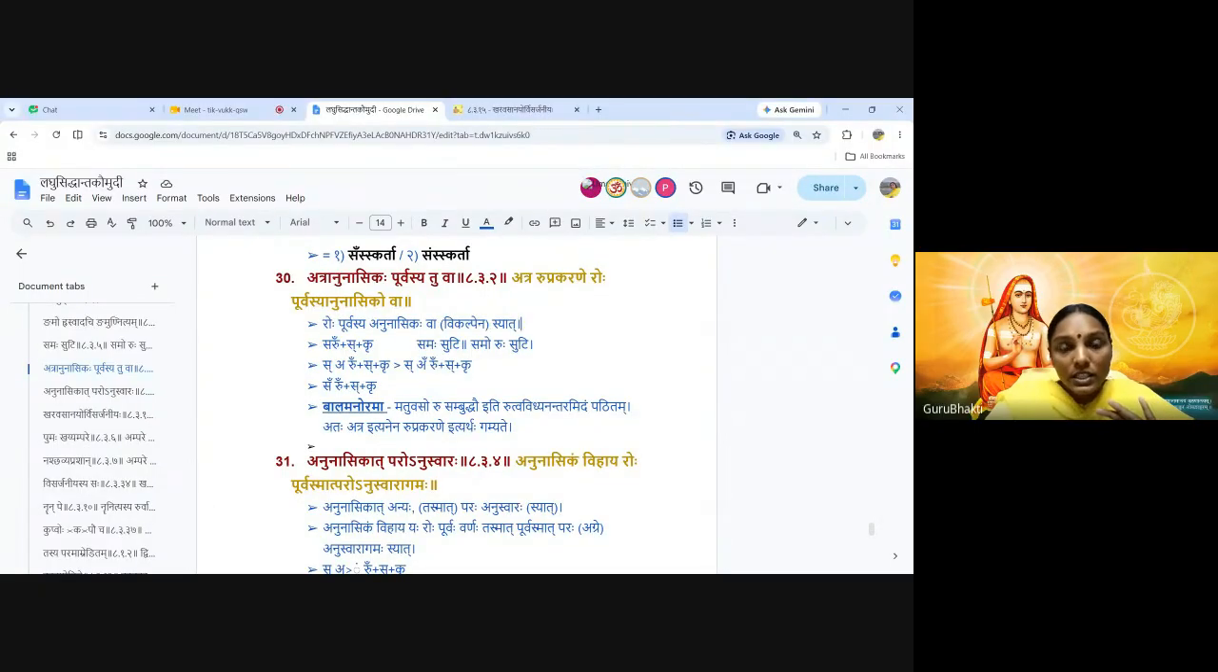Now, atra anunasikah purvasya tu va. Let us see the vritti first. Atra ru prakarane, this we can keep aside. Roh purvasya anunasikah va. Vikalpena, optionally, before refa, anunasika will come. Before refa means, sa ru is there. Here, if we split sa, a, ru, before refa there is akara. In the place of this akara, anunasika will come.